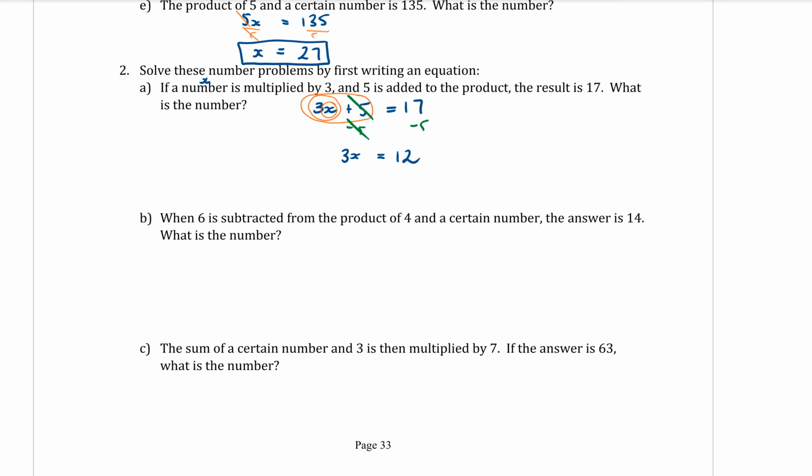I'm going to have to start asking the guys for answers. You're going to tell me everything, Bella. Well, that means x is by itself, and 12 divided by 3 is 4. Very good.